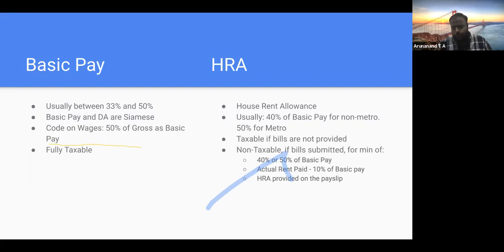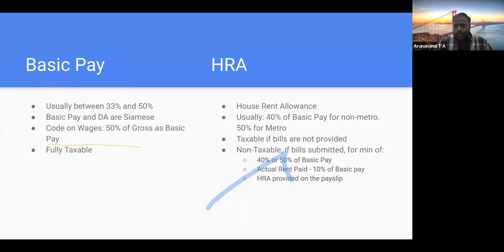So what is the amount of HRA? Amount of HRA is usually 40% of the basic pay, and in the metro cities, it is 50% of the basic pay. So India has 4 metro cities. Kochi is not one of them, and unfortunately, Bangalore is also not one of them. Delhi, Calcutta, Bombay and Chennai are the metro cities. In those cities, organizations can pay up to 50% of their basic pay as HRA. In other cities, anywhere in India, it is 40% of the basic pay.